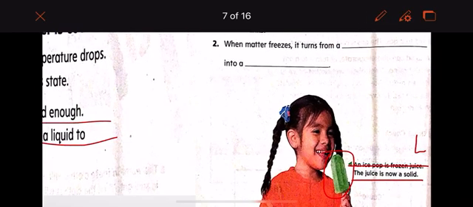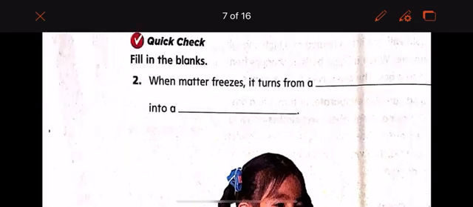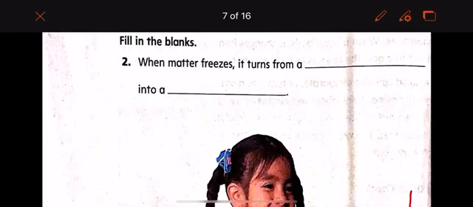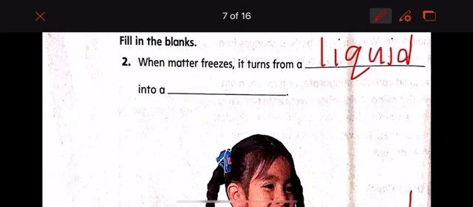All right, let's solve the quick check together. When matter freezes, it turns from liquid, just like the juice, into a solid, just like the ice pop. Okay?